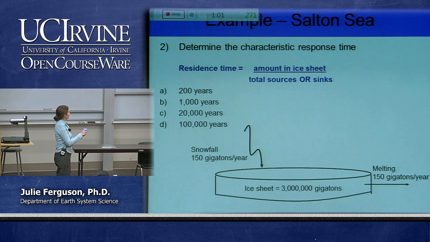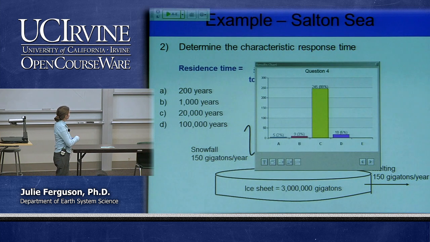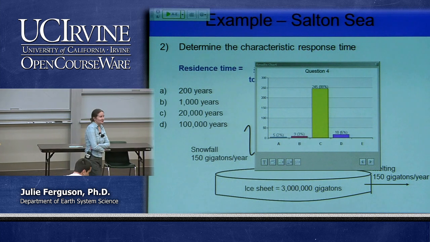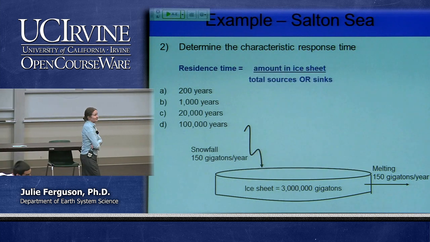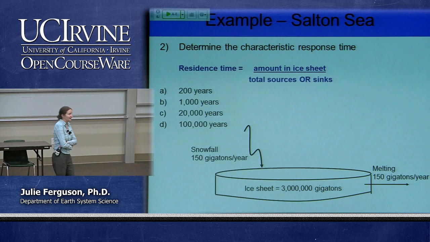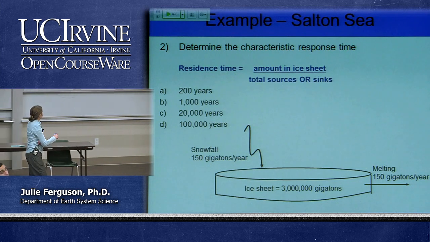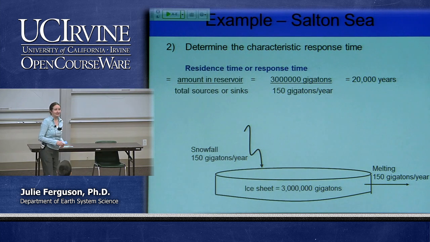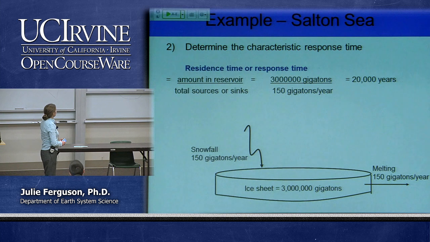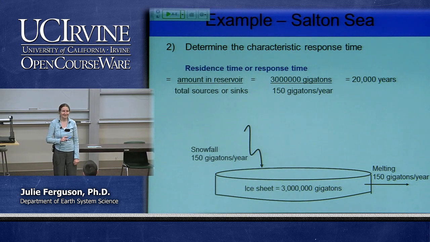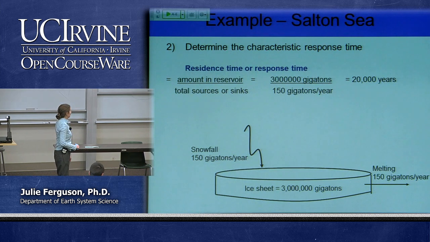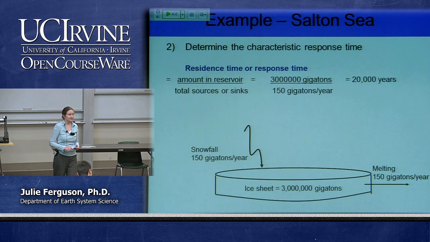Great. So let's take a look and see how good everyone is today, with or without their calculators. Ooh, best yet. Good, and it's even the right answer, which helps. Well done. So yes, and it really is as simple as that. So don't get caught out. Really what we're just doing there is we're saying that the amount in my reservoir is my 3 million, and then the total sources or sinks, remember, is either that 150 coming in or the 150 going out, and that leaves us with 20,000 years.